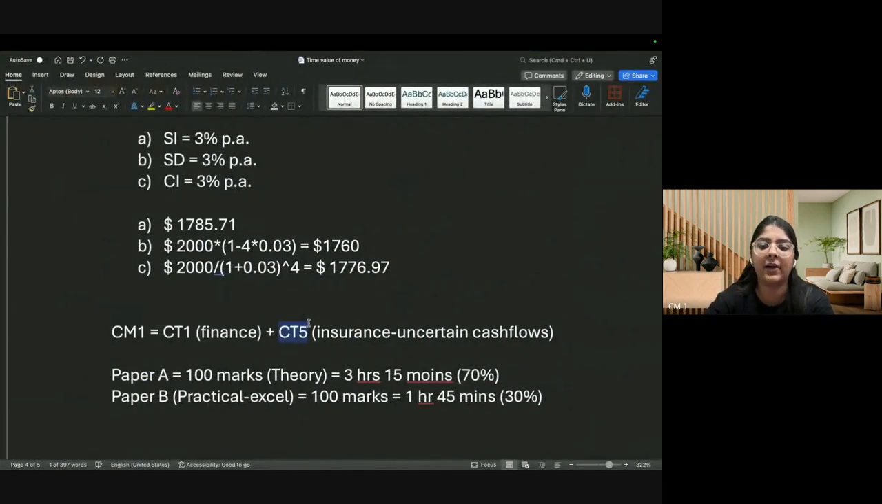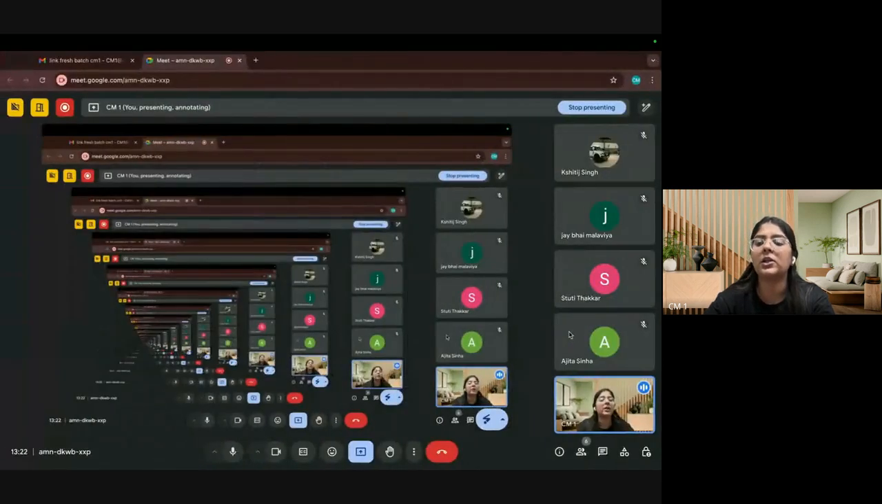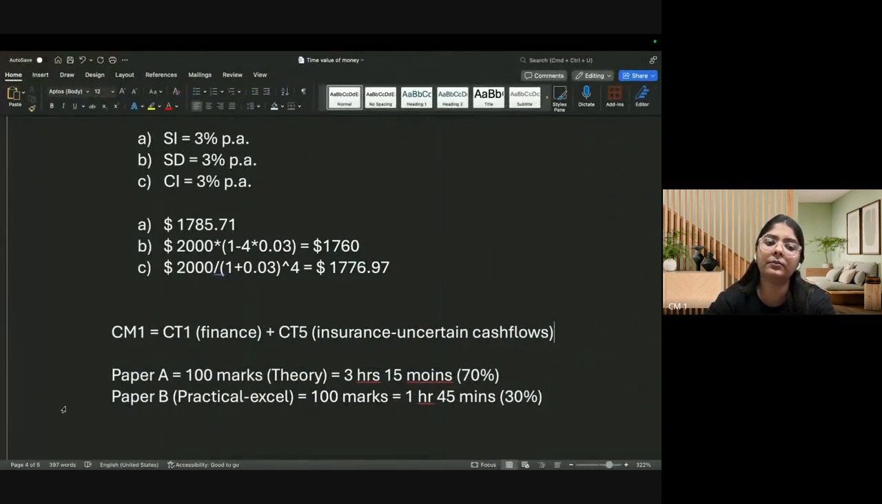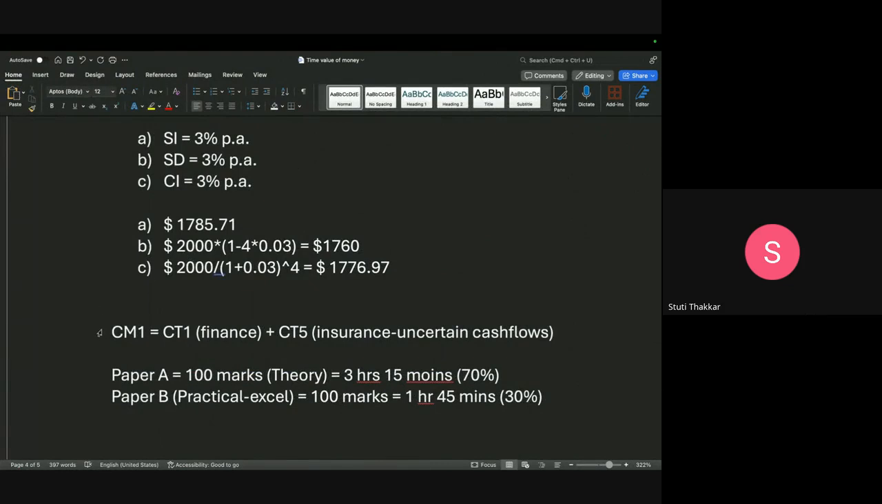So that is CT5, where you talk about insurance and every cash flow is uncertain. So you have to multiply probabilities with every cash flow amount. If you talk about an insurance, you will pay premiums in the next year only when you are alive in the next year. Everything will be associated with a probability. Is that okay? Yes, ma'am.